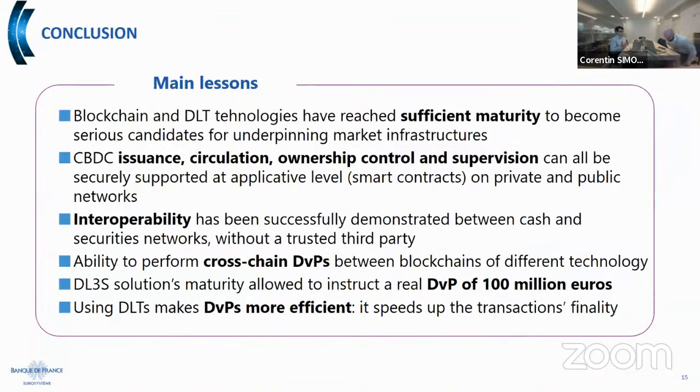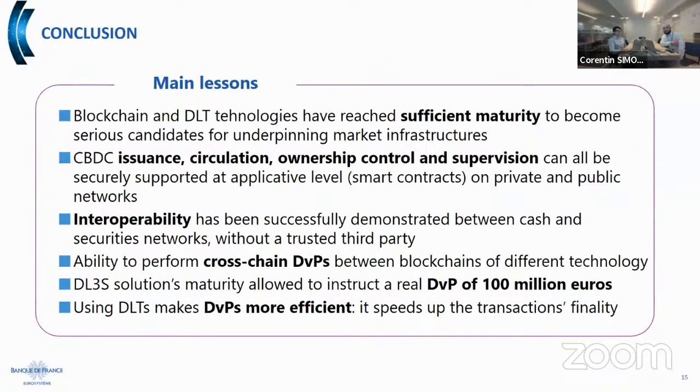It's time to conclude with the main highlights and main lessons learned from the Venus experiment, but other experiments too. Blockchain and DLT technologies have reached sufficient maturity to become serious candidates for underpinning market infrastructures. CBDC issuance, circulation, ownership control, and supervision can all be securely supported at the applicative level, that means smart contracts, on both private and public networks.